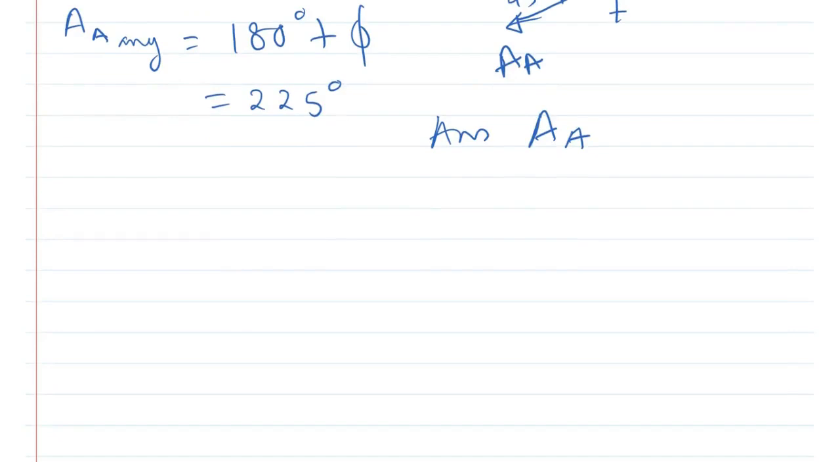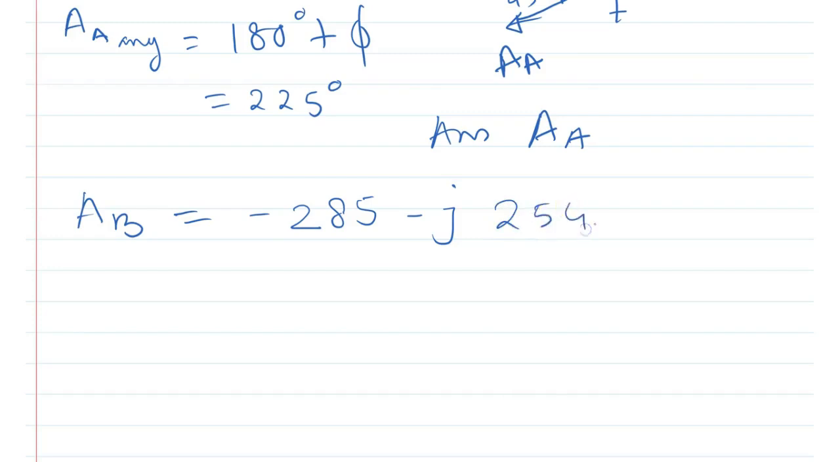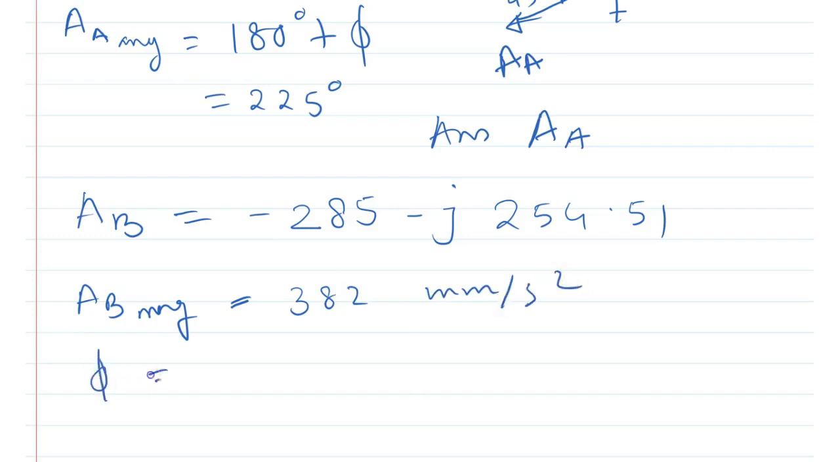In exact same way as we derive the equations for linear acceleration, we can find A_B as a complex number, which becomes negative 285 minus j 254.51, and the magnitude we get as 382 millimeter per second squared. Phi, we get phi as 41.68 degrees.